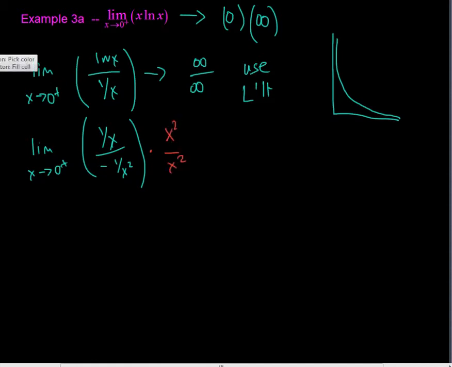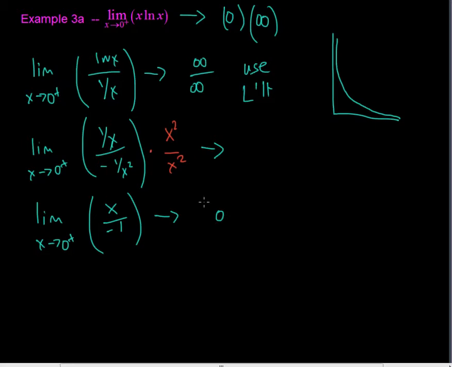And what that will give us is a new limit, the limit as x approaches 0 from the positive side. It's all cleaned up. This gives us x on the top, and negative 1 on the bottom. And you can see that's just plain equal to negative x. And as x is approaching 0, the opposite of x is also approaching 0. So this is approaching 0. And there we go. We have this problem done.